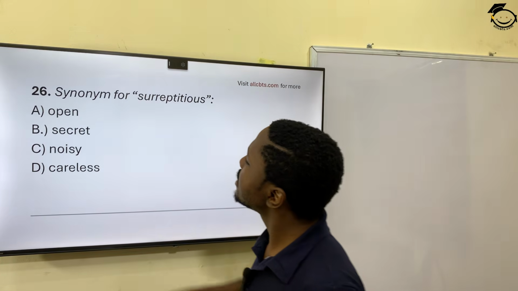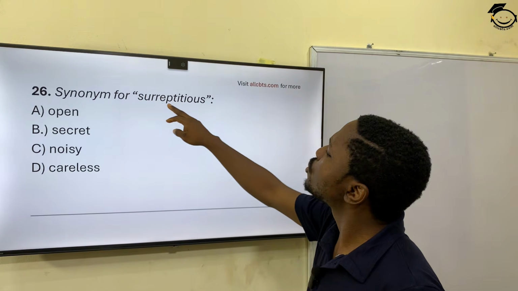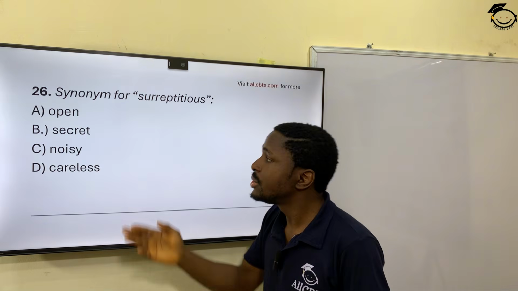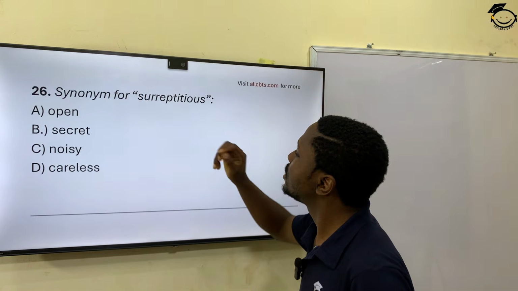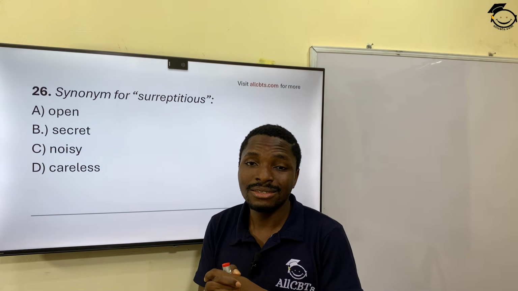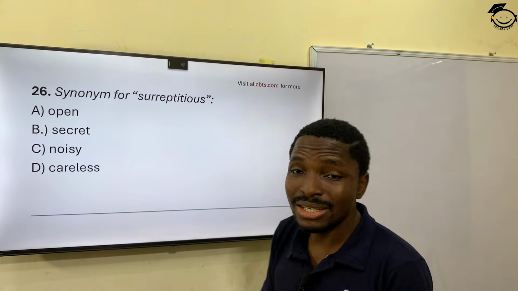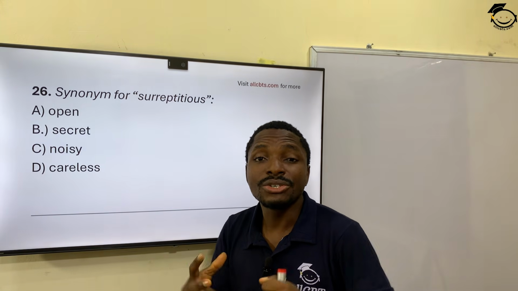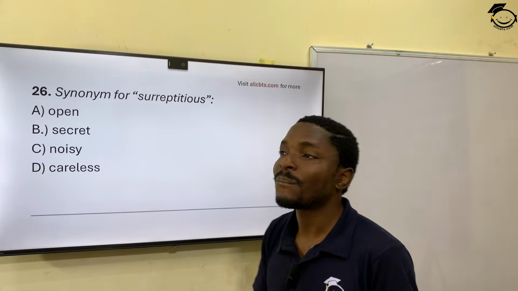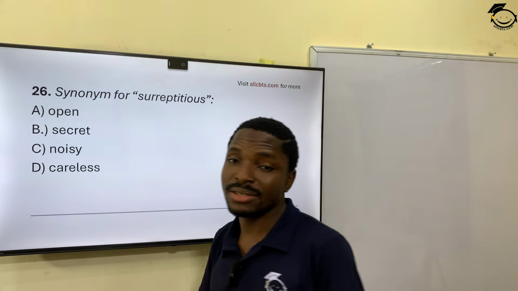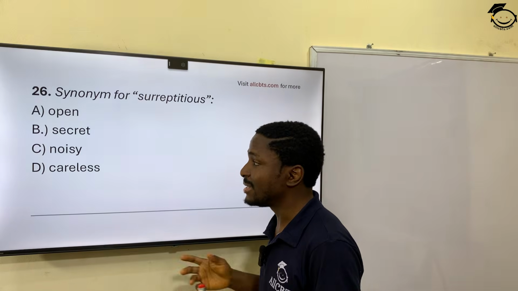Then 26. What's the synonym for surreptitious? Synonym means another word. Surreptitious means hidden. So what's going to be something that is not open, something that is hidden? Secretive. So another word for surreptitious is secret, secretive, like I just said.